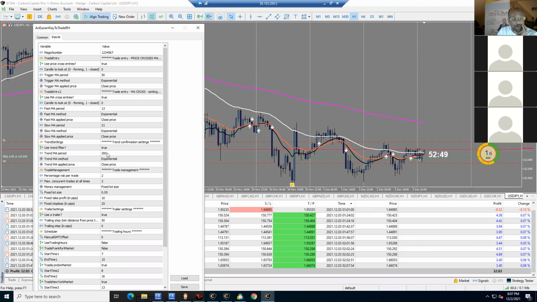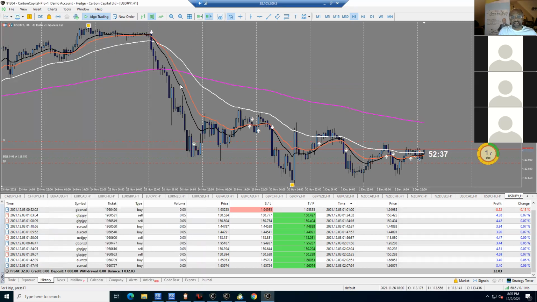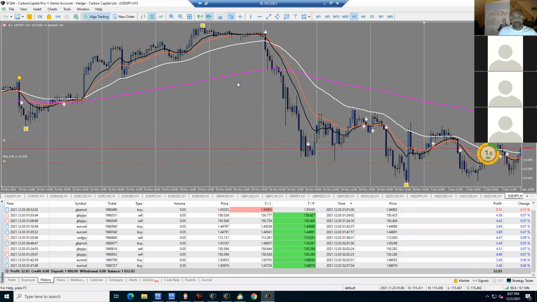So I'm going to leave this always showing. You will be able to select whatever MA you want. If you change it here, then you want to change it on your chart so you can see it. I like the 200 exponential. So what that means is, with price cross entries, if price is below the 200, it's only going to take sells below the 200. It's only going to take buys above the 200.